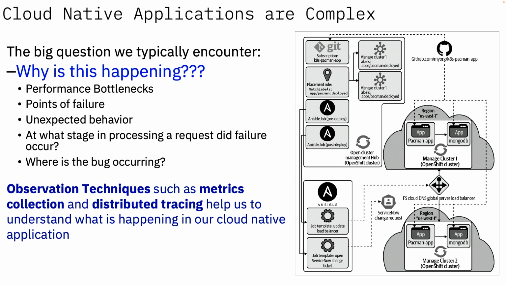Cloud native applications. These are complex. They run across multiple nodes. They're distributed applications. Big questions we typically encounter. Why are my problems happening? What performance bottlenecks, failure points, unexpected behavior. At what stage did the failure occur? Where's the bug occurring? So a lot of work is done in what we call observation techniques, metrics collection, distributed tracing, right? We want to understand what's happening in our cloud native application that typically runs across multiple nodes.